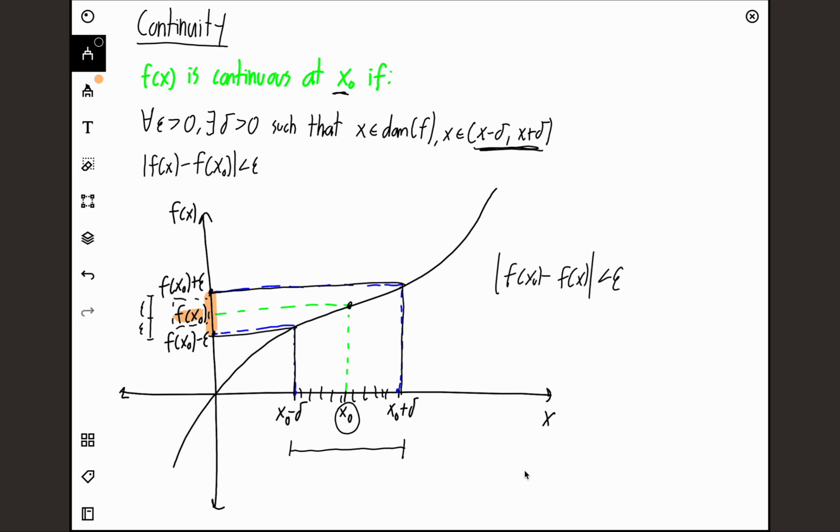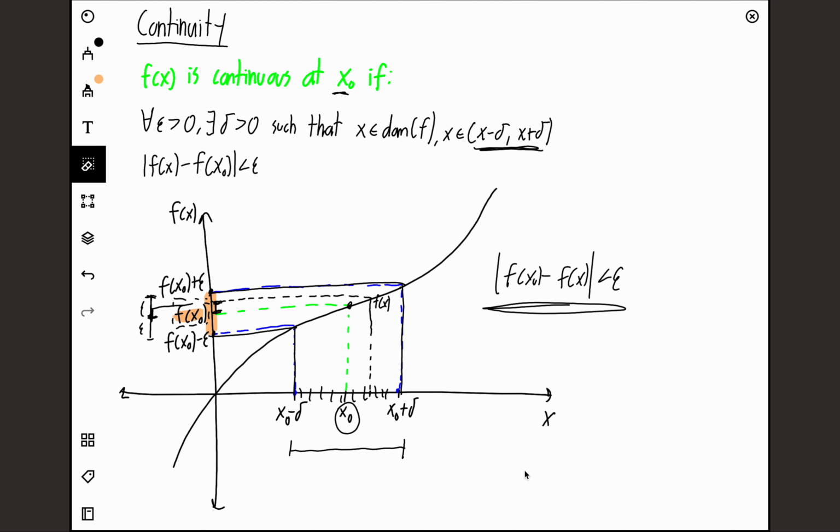delta belt. And if we choose a random x, let's say an x here, boom, this is f of x. So we can see that f of x on the y plot will be here, and the difference f of x0 minus f of x will be this much, and we can see that this difference is less than epsilon. This difference is this big, epsilon is this big. So any x in this range will satisfy this.